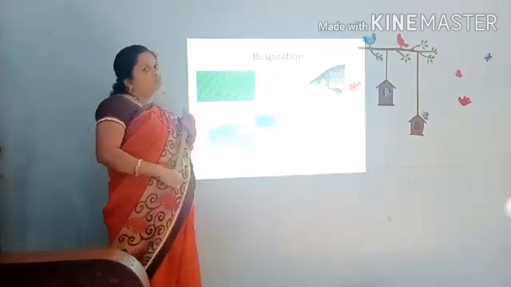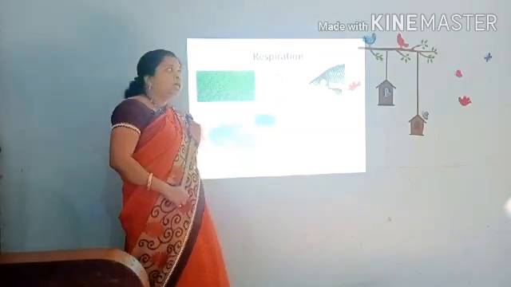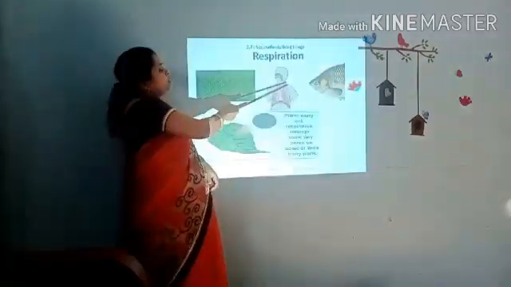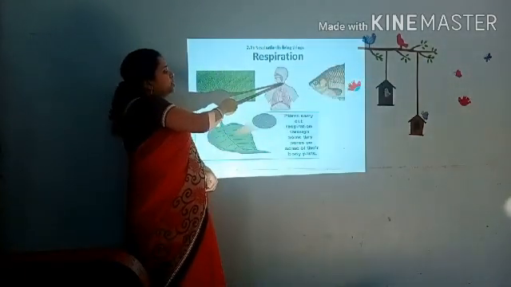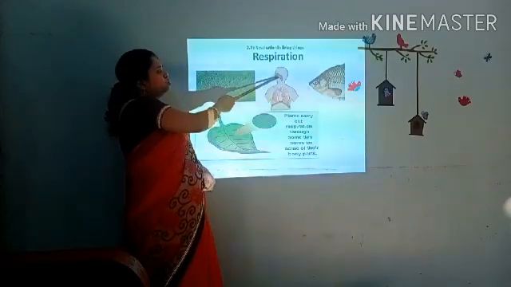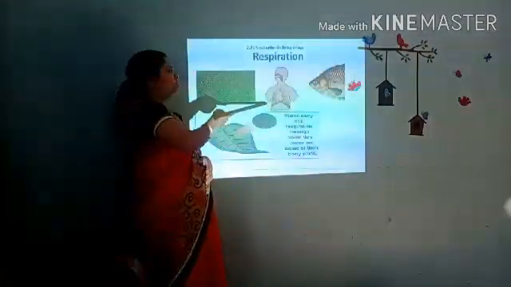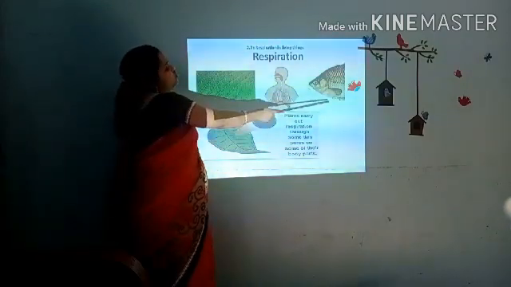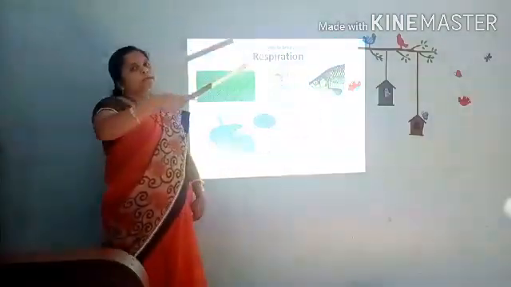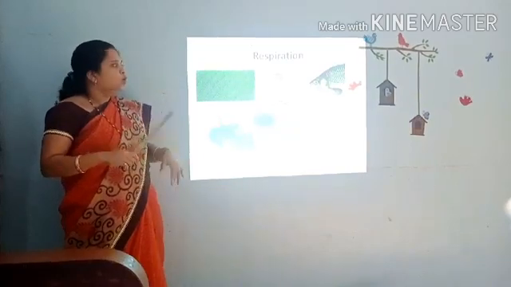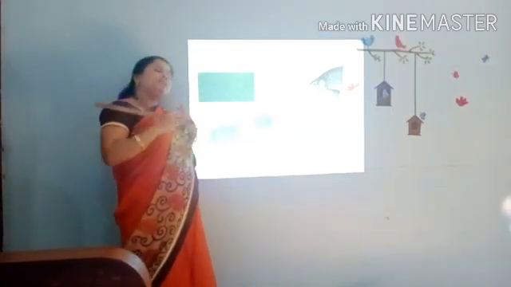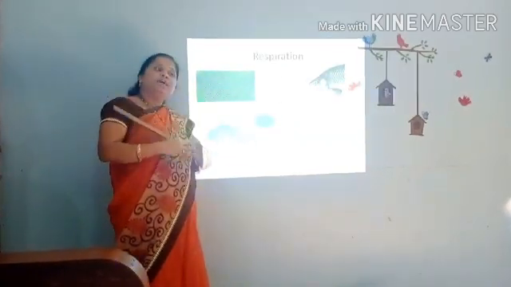Because respiration is very important in living things. We respire with the help of our windpipe, trachea, lungs, nose and mouth. So, with the help of lungs and all these things, we respire. But how does the fish respire? It respires with the help of its skin in the water. Then plants, respiration also takes place in plants.